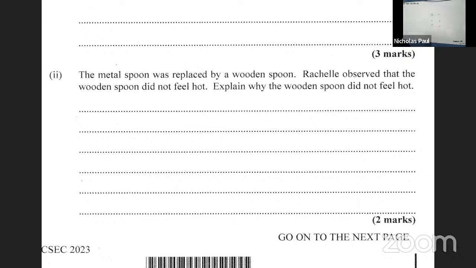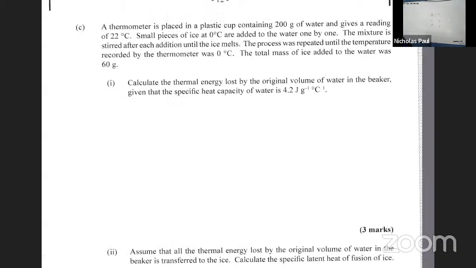Number one, the main reason is that wood doesn't have free electrons. So it's a poor conductor of heat, and therefore heat is not transferred through the wooden spoon as quickly as through the metal, because wood does not have free, delocalized electrons. So that makes wood a poor conductor.